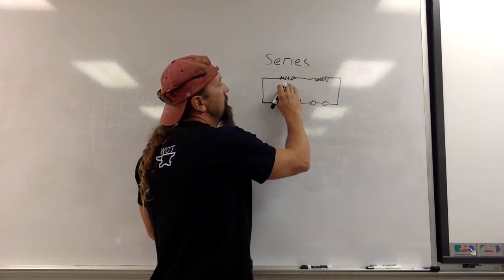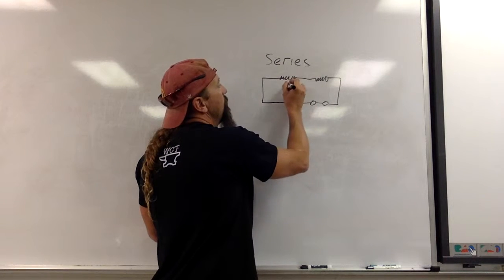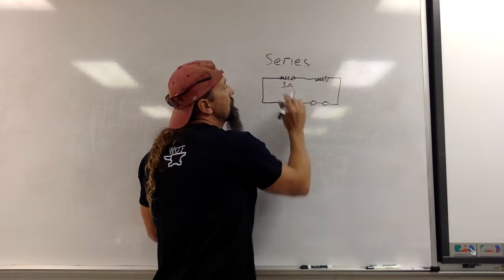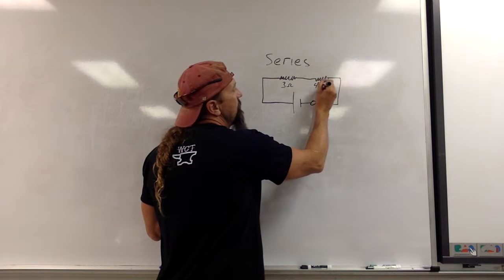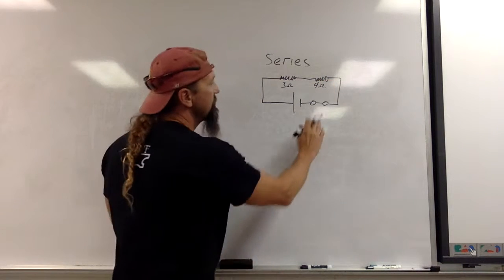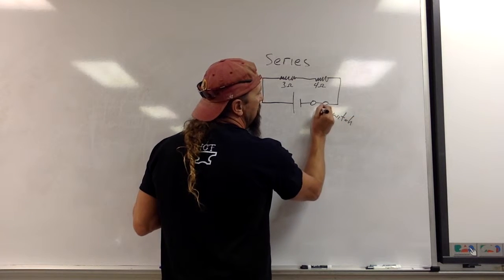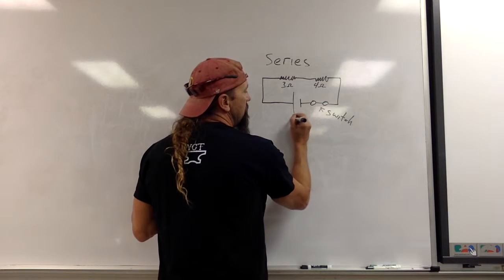Now these are the symbols for the resistors, and when you draw a circuit, you're always going to put what is the resistance of the resistor. So we're going to say that this one is 3 ohms, this one is 4 ohms. This is your switch, and this is your power source.